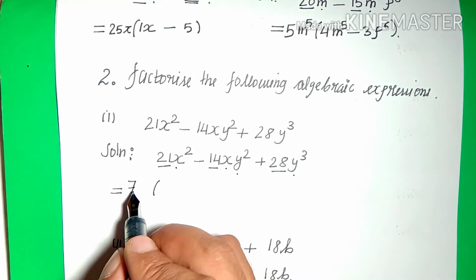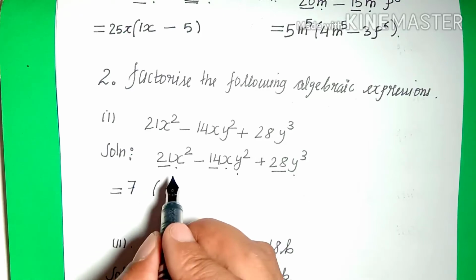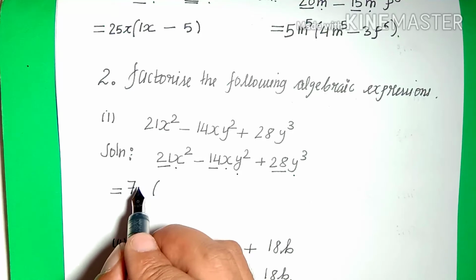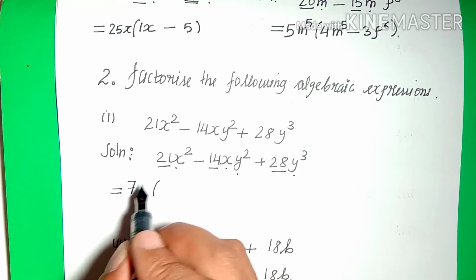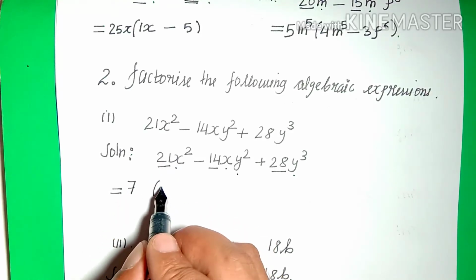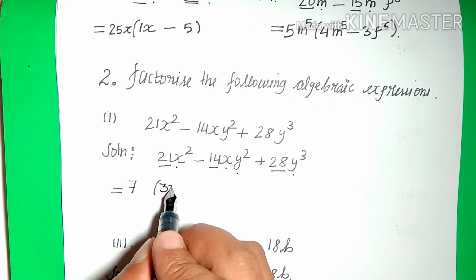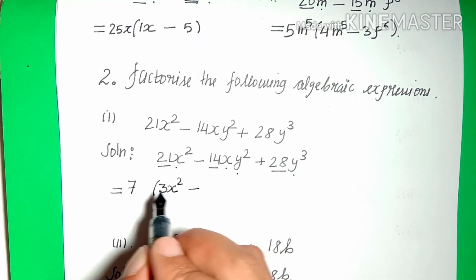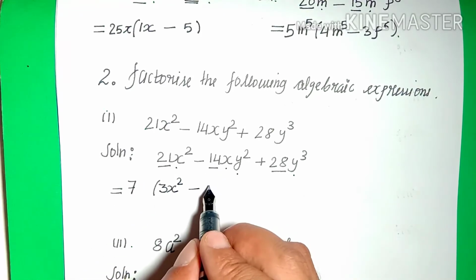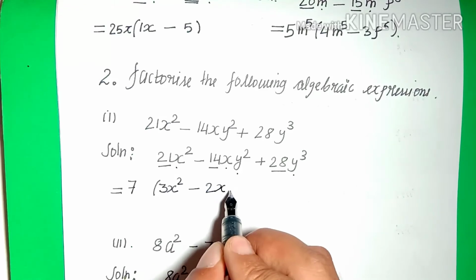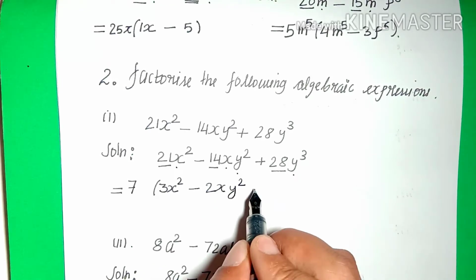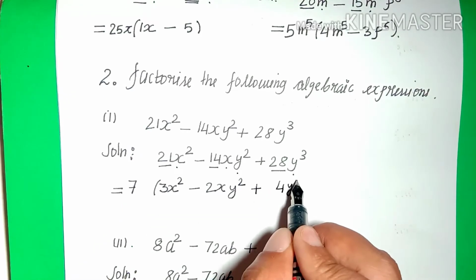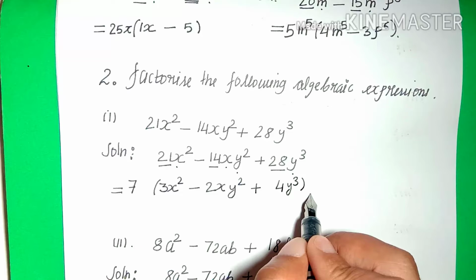Now after taking 7 as the highest common factor, what value will be left out from the first term? 7 into how many times is 21? Yes, 7 into 3 followed by x square. The same sign we drop here. 7 into how many times equals this? Yes, 7 into 2, variable x y square, plus 7 into how many times? 4 y raised to 3. We can close the bracket.